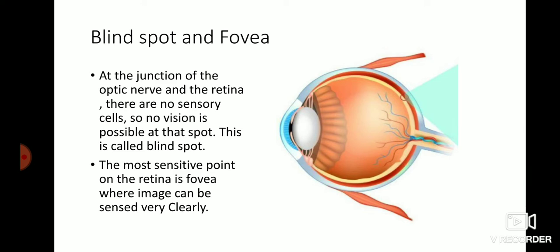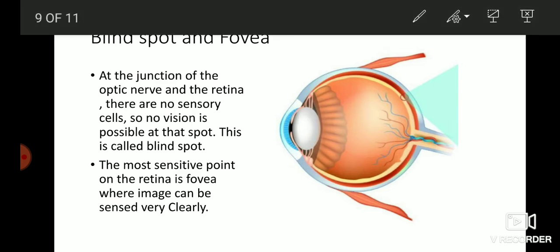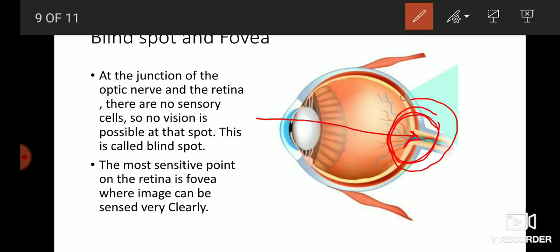Next, blind spot and fovea. Here at the junction of the optic nerve and retina, there are no sensory cells. If any image or light falls here, it cannot be sensed by your eye. So no vision is possible at that very spot. This spot is known as the blind spot.